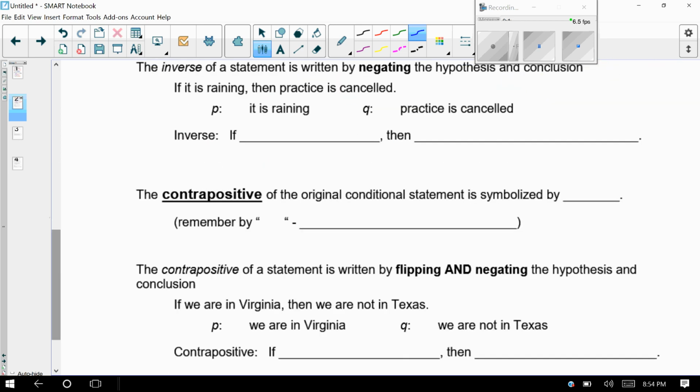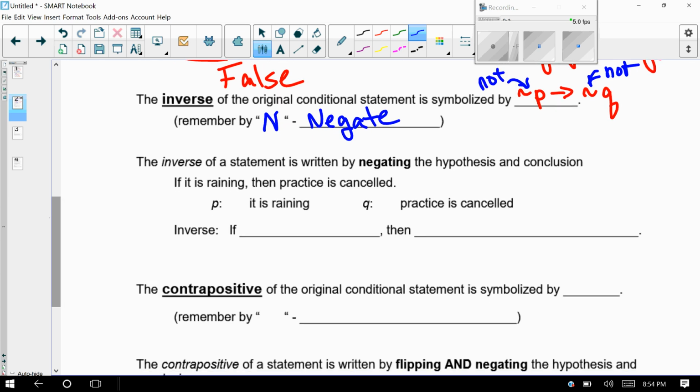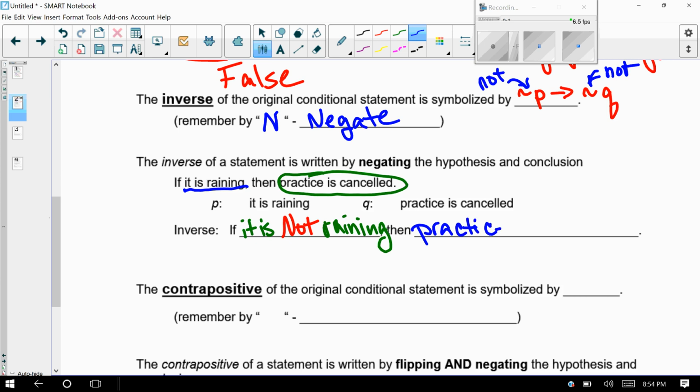So my conditional statement for this one says, if it is raining, then practice is canceled. After the if, that is my hypothesis. And after the then, that is my conclusion. The inverse, we're just going to change each one. We're going to negate it. So if it is not raining, then practice is not canceled.